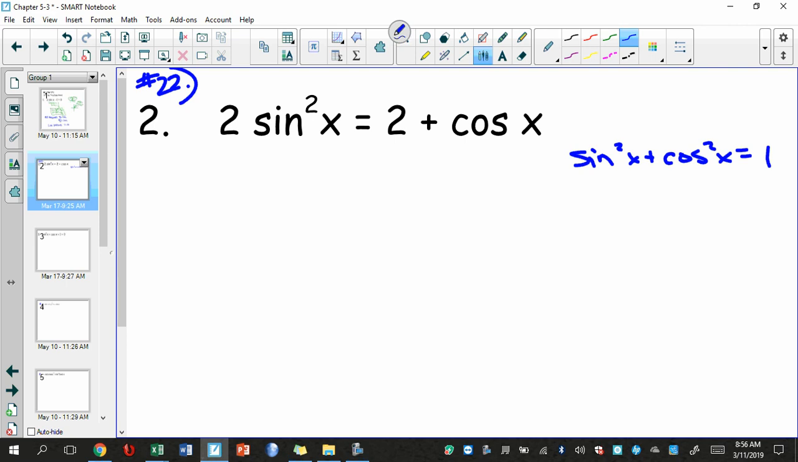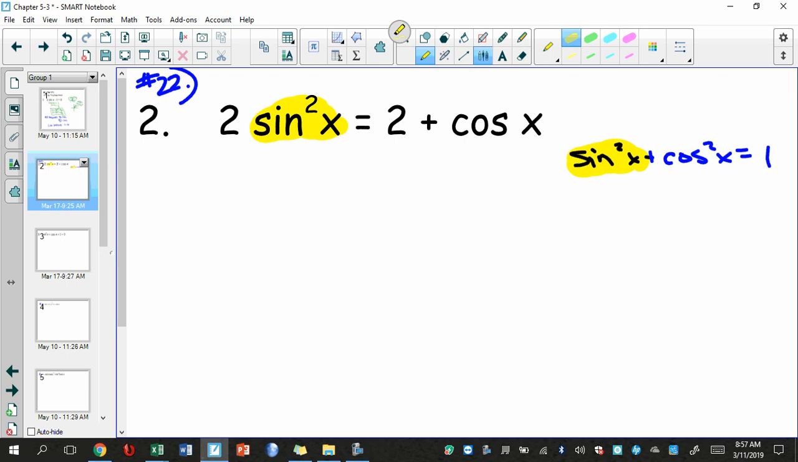Okay, my problem is 2 sine squared x equals 2 plus cosine x. How am I utilizing sine squared plus cosine squared equals 1 in my problem? I'm trying to get rid of which function? Is cosine in here? Cosine squared is. Sine squared is what I have to manipulate. Do we understand that? Yes?